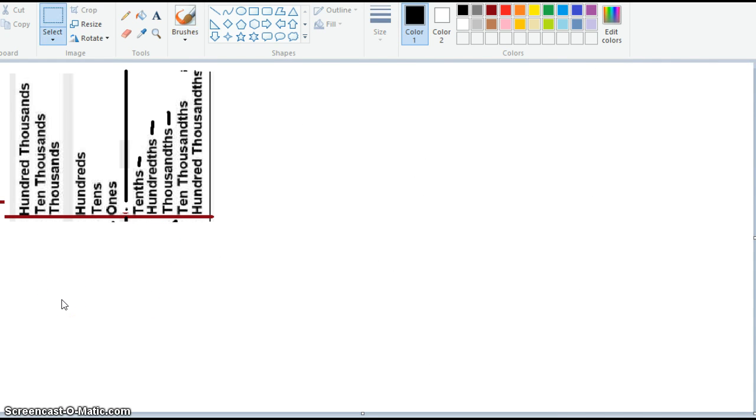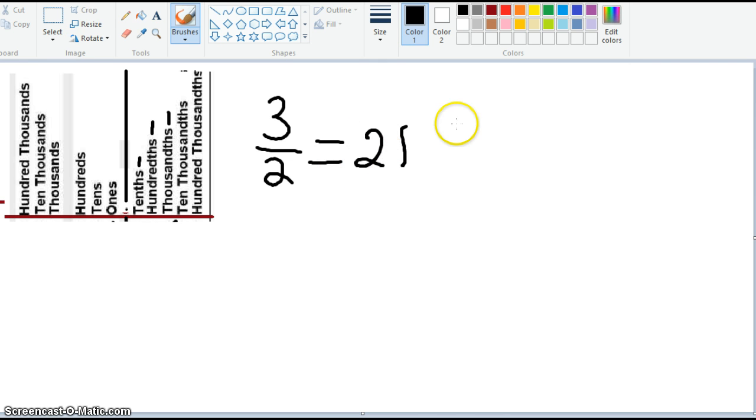Alright, let's do another example. Let's say I gave you the fraction 3 over 2, and I simply asked you to convert it into a decimal point. So I'm going to divide the bottom into the top, 2 over 3.